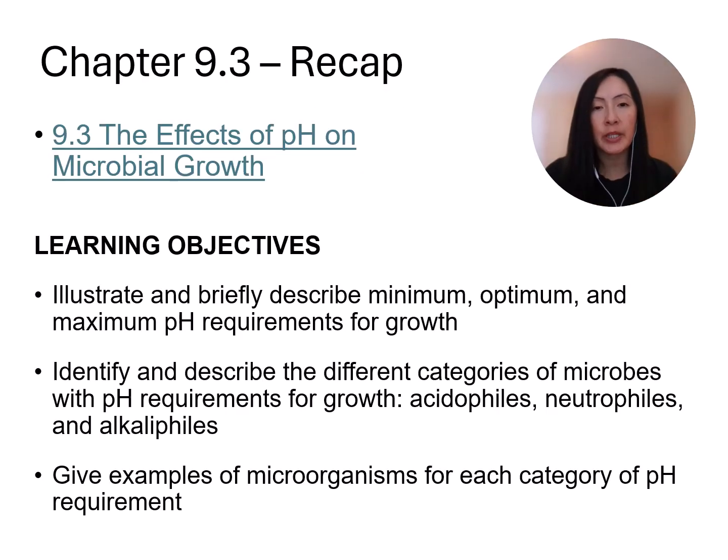For the first one, pH requirements. Each microbe has a pH range it can tolerate. The minimum pH is the lowest pH at which it can grow. Below this, growth stops and the cell's damaged. Optimum pH is the peak, the pH at which growth is fastest. And maximum pH is the highest pH at which it can still grow. Above this, growth stops and proteins and enzymes might denature. So these three values together define that pH growth curve for an organism.